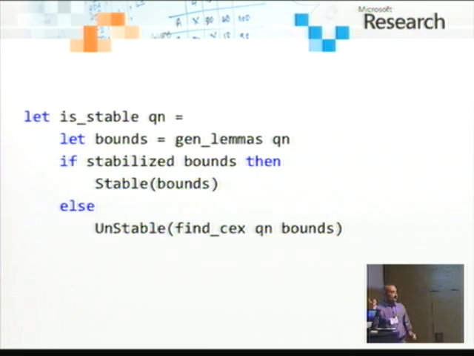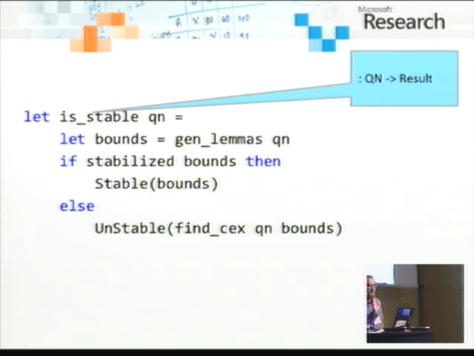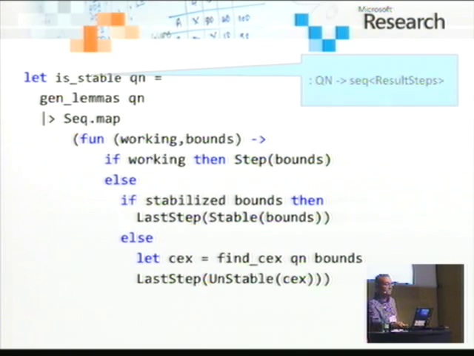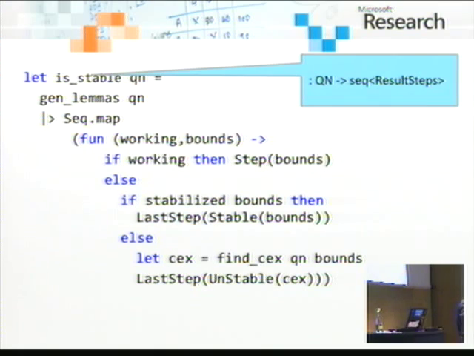To do that you can't use this one-shot thing anymore. What you have to have is gen lemmas returning a sequence, a lazy list or a sequence of things. So the next slide transforms this code into that code. It does this control transformation. The type of this thing is that it takes a quantitative network and gives you back a result, whereas the next one, the one that I've transformed, takes the quantitative network and gives you back a sequence of result steps.